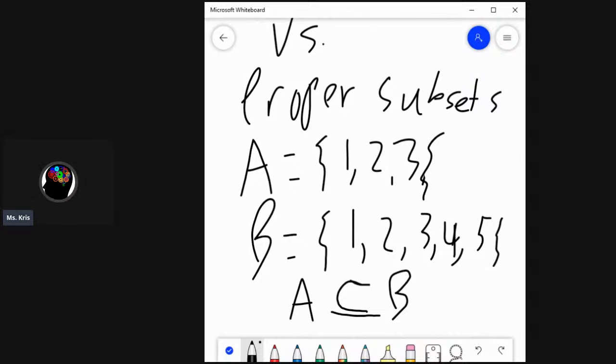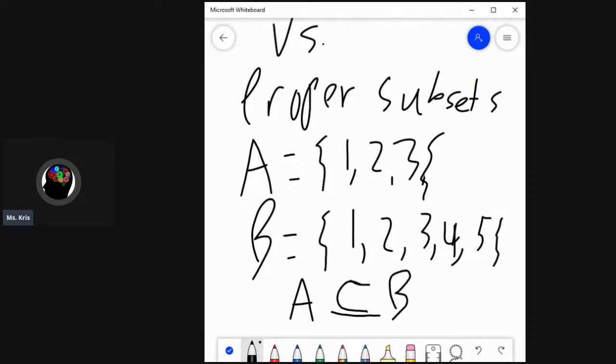A proper subset is when the set A is a subset of B, but it does not equal B, meaning it doesn't have the exact same elements as B. So a subset can be an equal set. Proper subsets cannot.